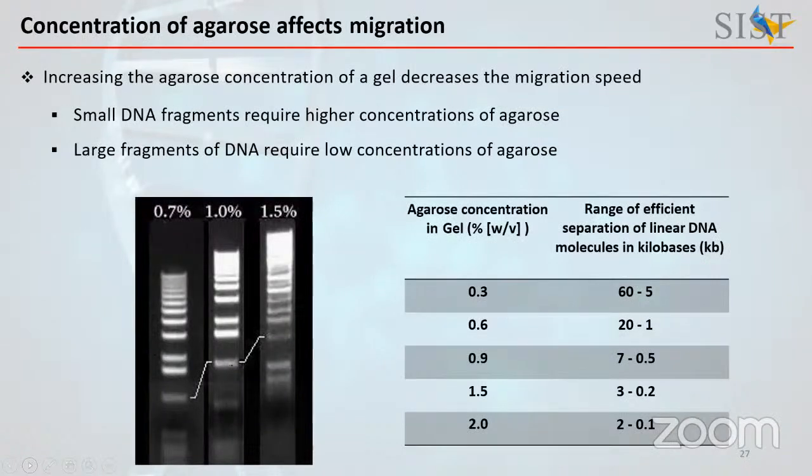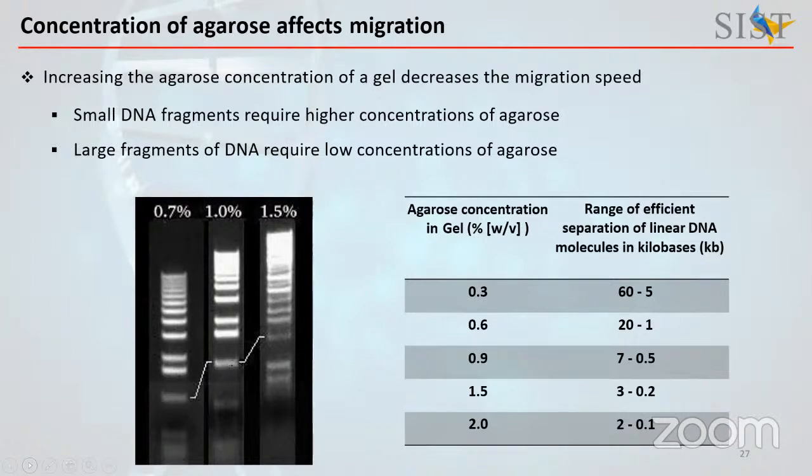So how does this concentration of agarose affect the migration of DNA? If we increase the agarose concentration in a gel, the size of the pore will become small. Therefore, the speed at which the DNA migrates towards the anode will also decrease, because they'll have to move through the small pores, right? So it'll take time. That's why the speed will reduce.